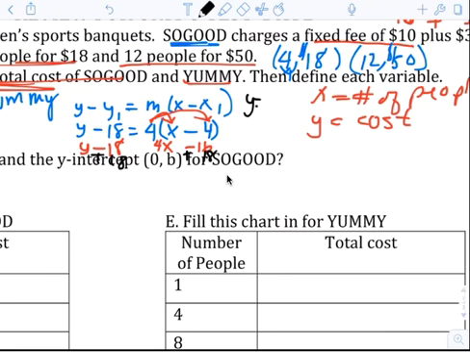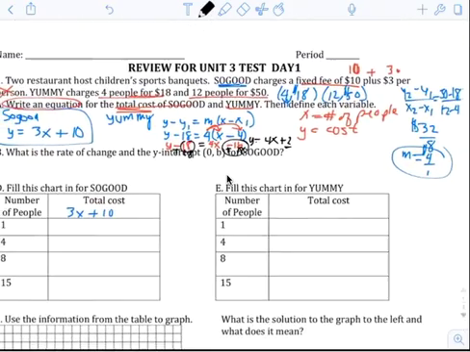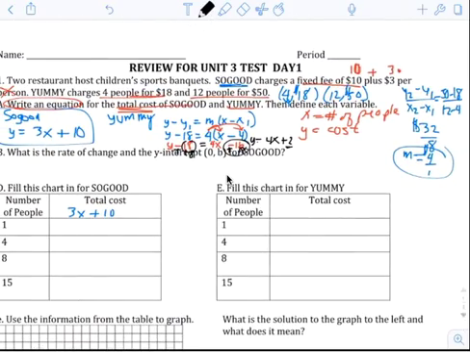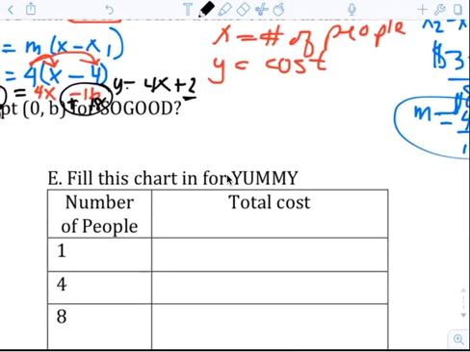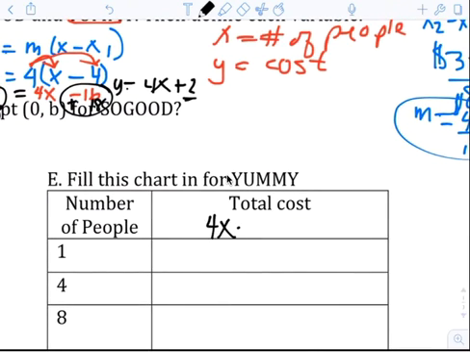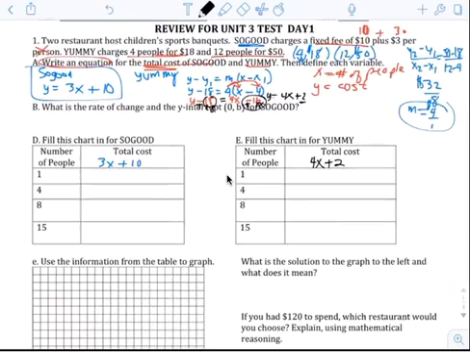So y equals 4x, this is 0, plus 2, these two. So they have a one-time fee of $2, but it's $4 per person. A cheaper one-time fee than the other one. Okay. I think that's it. Alright. So this one then is 4x plus 2. Alright, let's see.